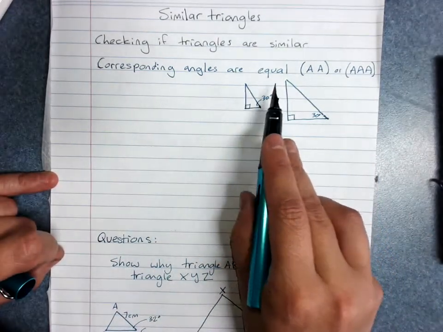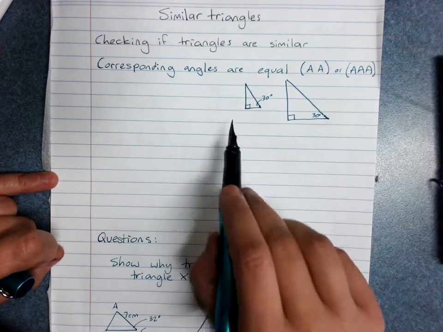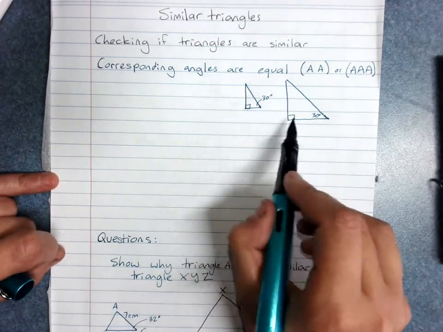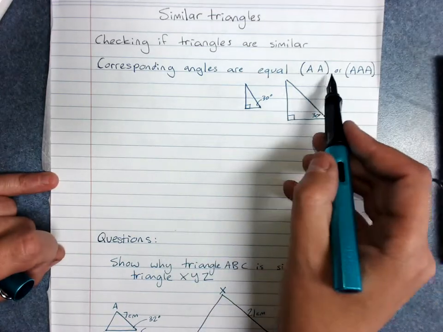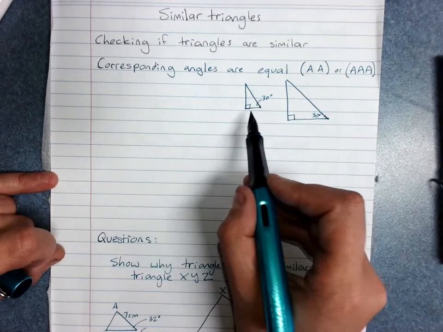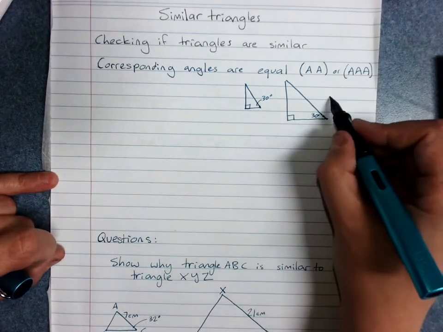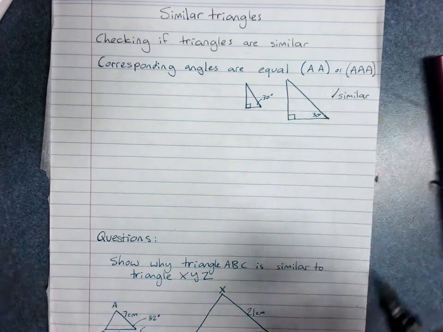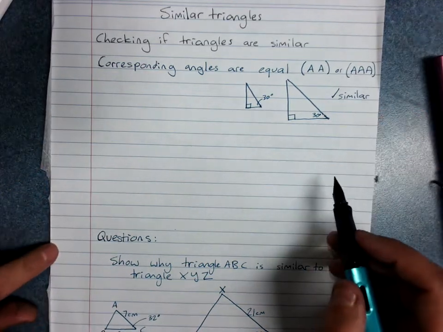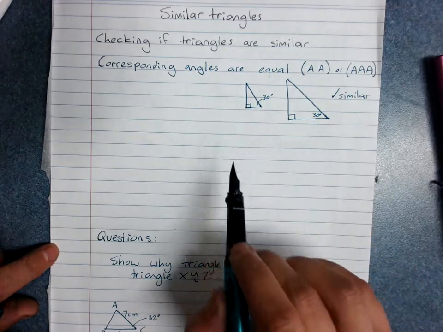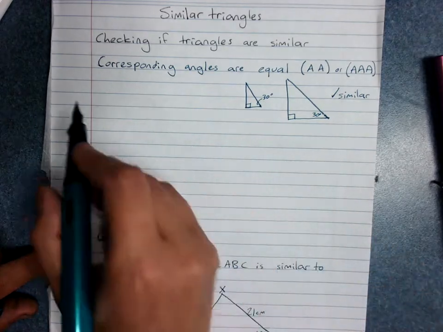We know that matching angles are equal, and for triangles, two pairs of matching angles being equal is enough to tell us that there's three pairs. And so if you've got two pairs of matching angles equal, then these are similar triangles. So if you're asked to show whether two triangles are similar, if you've got two matching angles that are equal, yes, they're similar. That's rule one.